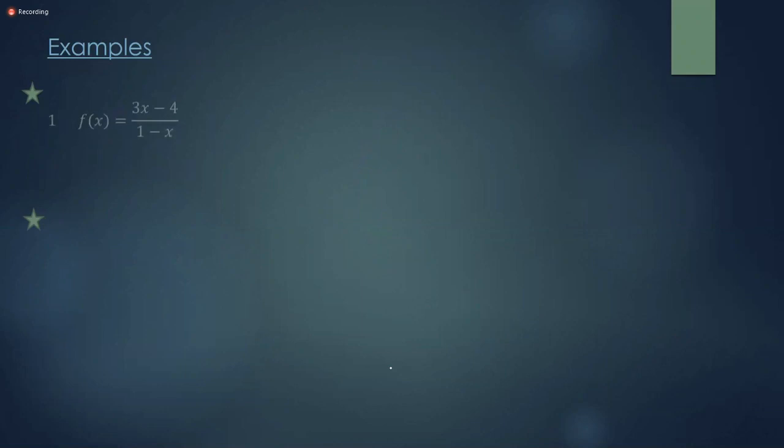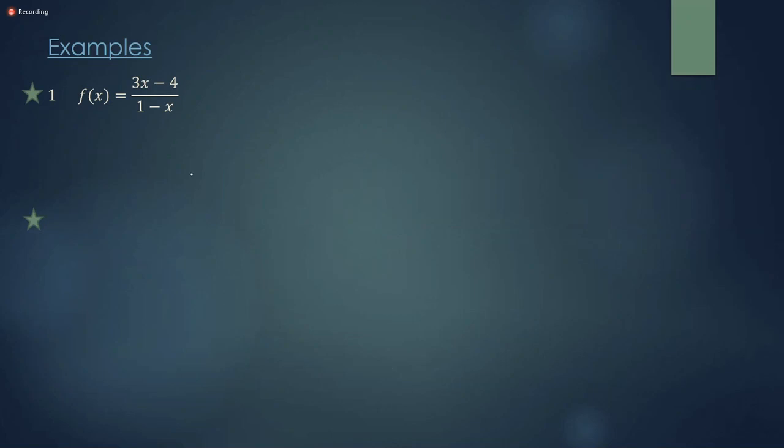Examples. So the first example: what are the asymptotes of this graph? I am not going to sketch the graph, but I am going to think about the asymptotes.